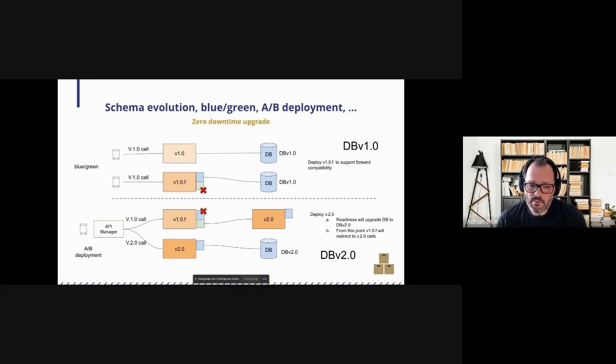The next step will be to deploy version 2, which, like I said in previous slides, with a readiness check will upgrade the database, and the database will get version 2. At this point, the forward compatible microservice 1.0 will switch the call to the microservice version 2. So at this point, we can ensure backward compatibility, but also forward compatibility will be in place. Of course, to redirect traffic between version 1 and version 2, we need an API manager to do this.